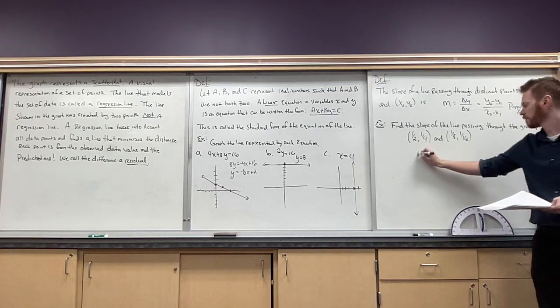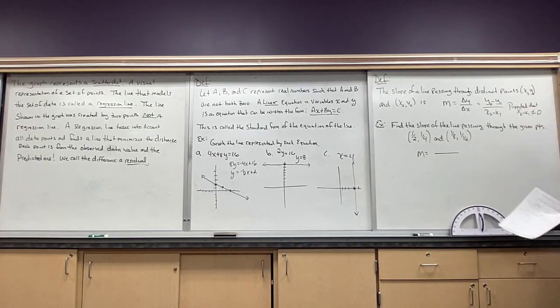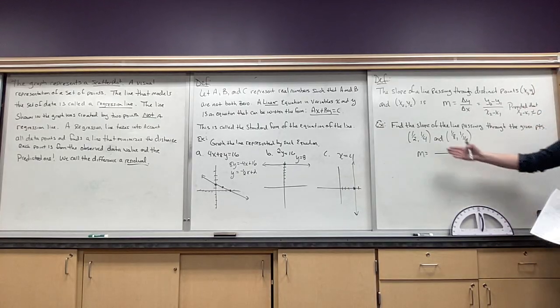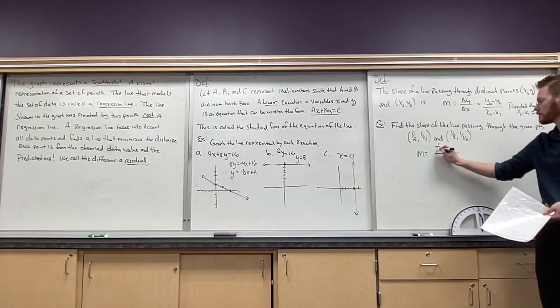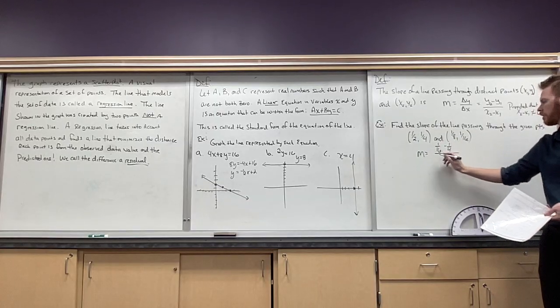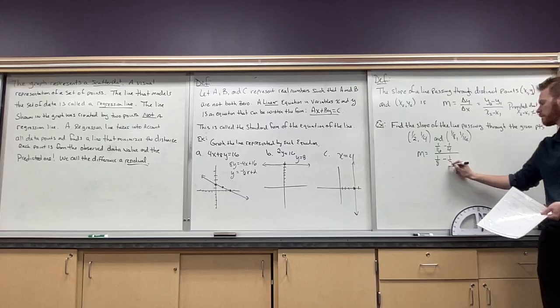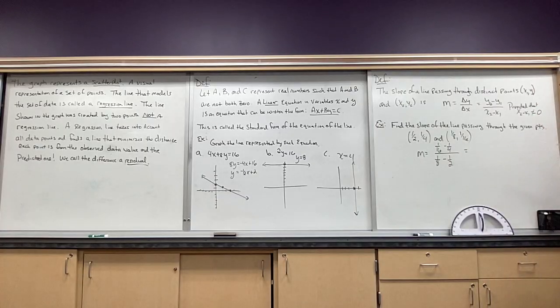So here we go. Doesn't matter what your first or second point is. We'll let this be the first, this will be the second. So we're gonna subtract the y's up top, so that'd be 1/16 minus a fourth. On the bottom, we have 1/8 minus the half. Okay.